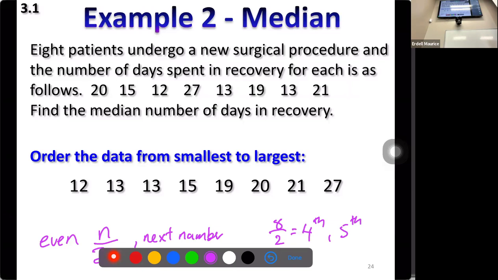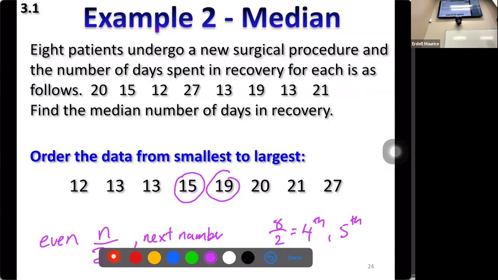All right, so 8 divided by 2 is 4. 1, 2, 3, 4. And the next number in line, 19. I take the average between those two numbers. 15 plus 19 divided by 2 is 17. And so the median will be 17. Questions there about finding the position of the median?